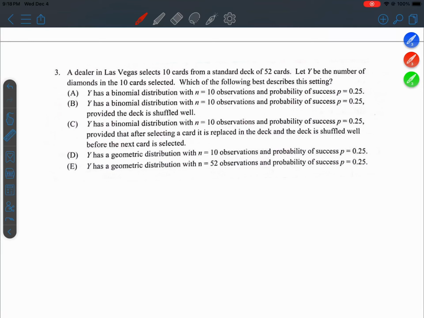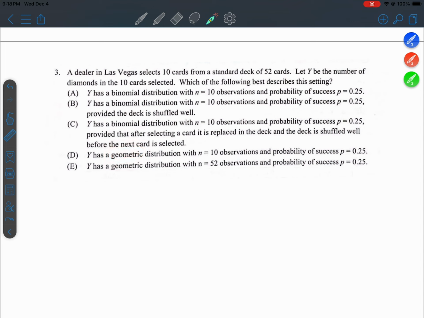Question 3. A dealer in Las Vegas selects 10 cards from a standard deck of 52 cards. Let Y be the number of diamonds in the 10 cards selected. Which of the following best describes this setting? All right, so without reading the full answer choices, I can see that 3 of them mention a binomial distribution and 2 of them mention a geometric distribution.